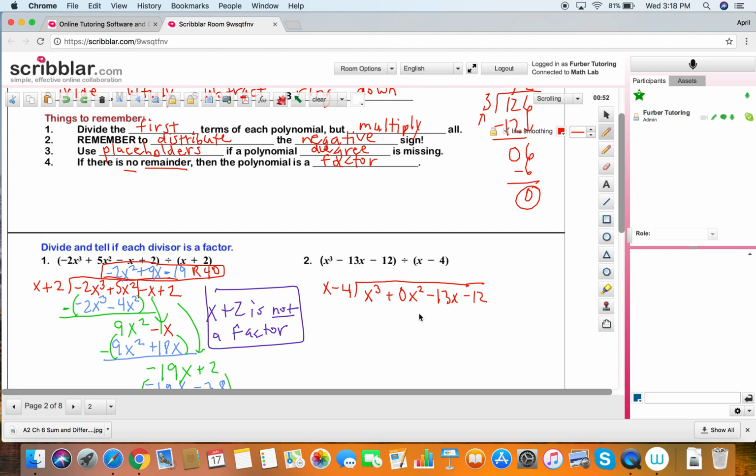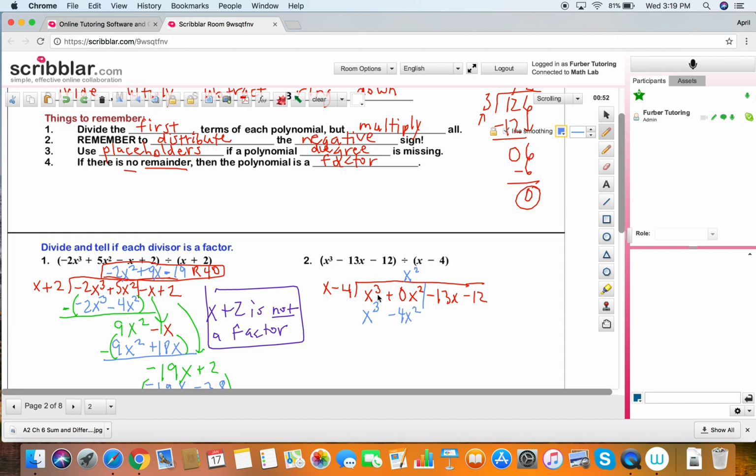Okay? Now I'm okay to do the division. So I'm going to make x go into x cubed. Remember, this is where we're stopping because it's a binomial into a binomial. So that's going to give me x squared. X squared times x is x cubed. X squared times negative 4x is negative 4x squared.